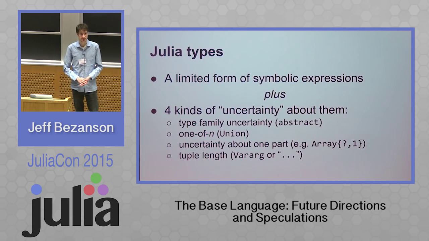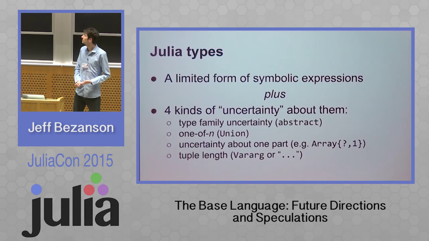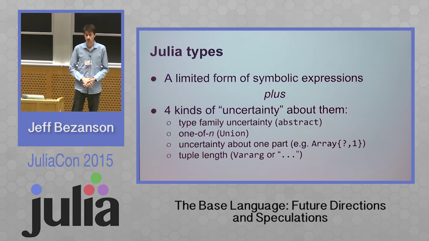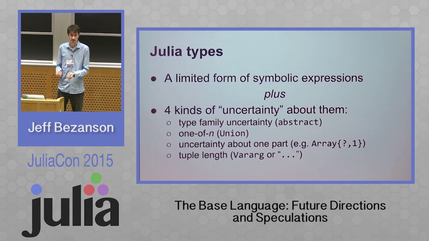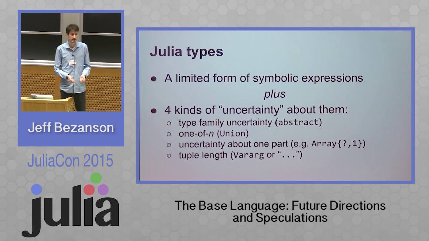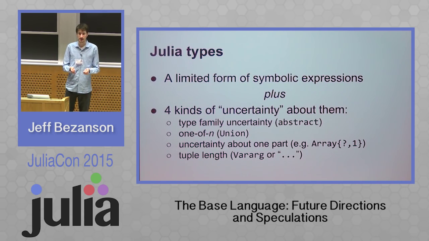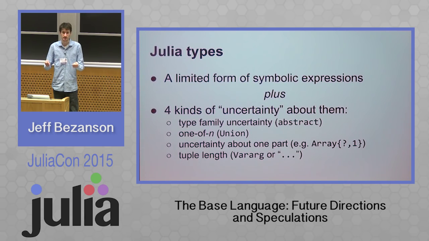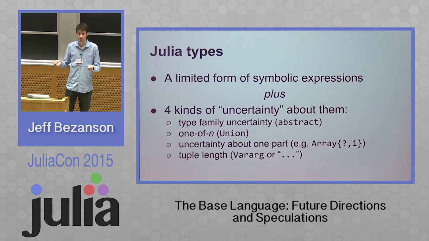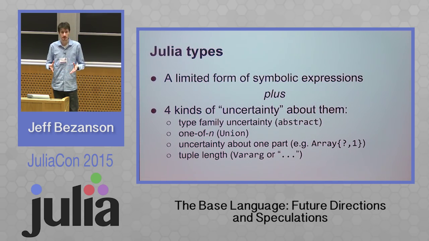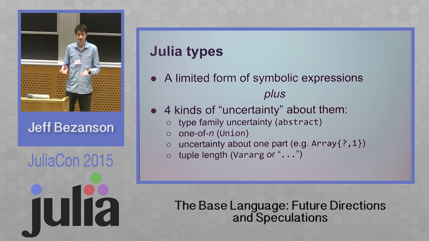So, Julia types. Let's see, what are our types? The most important basic Julia type: when you have a value in a program, it has some type attached to it. What I mean by that is it's really just a symbolic expression. It's just a nested structured thing that has some information in it. It's a little bit limited, it's not fully general. There are some rules about what the structure can be, but that's basically what it is. It's a thing that describes the value.